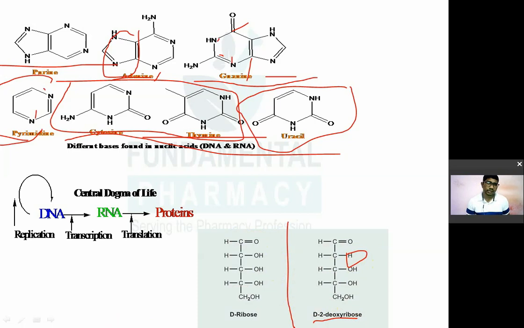What is meant by the central dogma of life? Making of identical copies of DNA, that is replication. Making of RNA, or synthesis of RNA from DNA, that is transcription. Synthesis of proteins from RNA, that is translation. So the interrelationship, or interlinking, of DNA, RNA and protein is known as the central dogma of life.